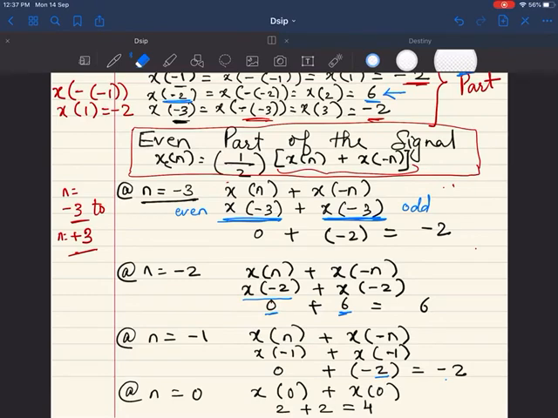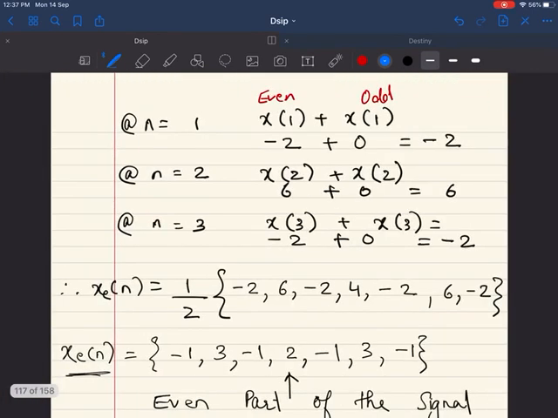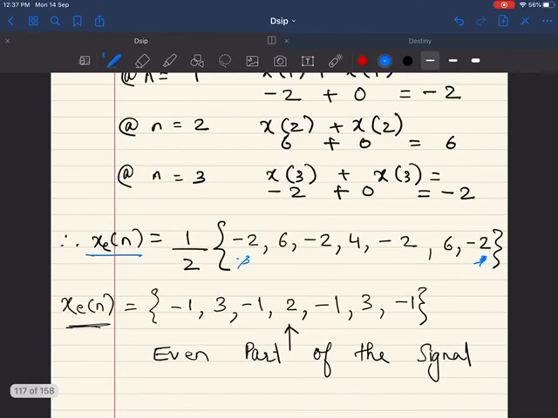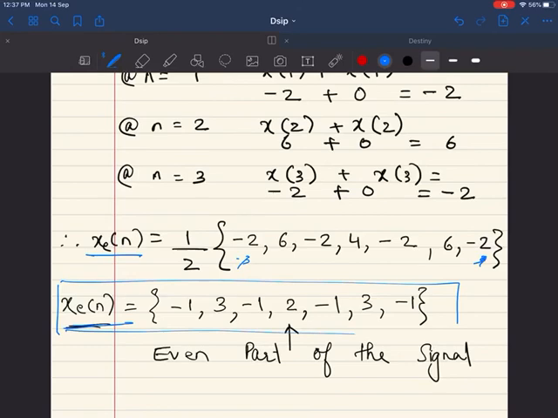Okay. Similarly, we do it for all the values for n is equal to minus 3 to n is equal to 3, and these are the values that I get. Okay. So x of e is going to be, now I bring back the half that I had left out in the equation. So half of the sequence from minus 3 to 3. Okay. So now I'll multiply the inside sequence with 1 by 2. This is the answer that I'm going to get. This is my xe of n, which is the even part of the signal.